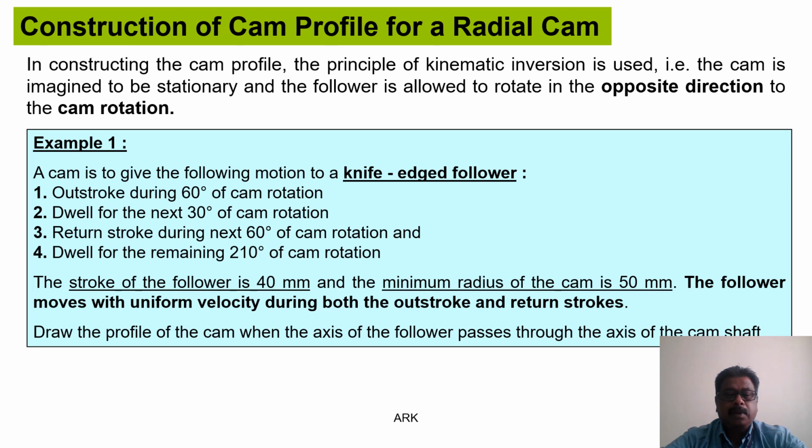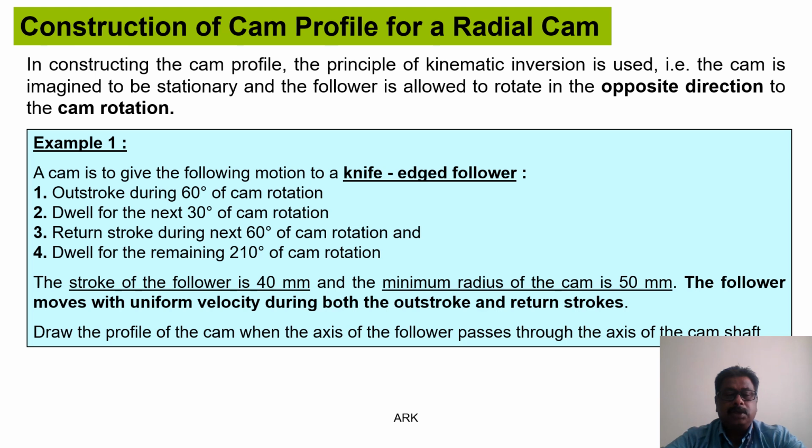Example 1. A cam is to give the following motion to a knife edge follower. The motions are outstroke during 60 degrees of cam rotation, dwell for the next 30 degrees of cam rotation, return stroke during the next 60 degrees of cam rotation, and dwell for the remaining 210 degrees of cam rotation.